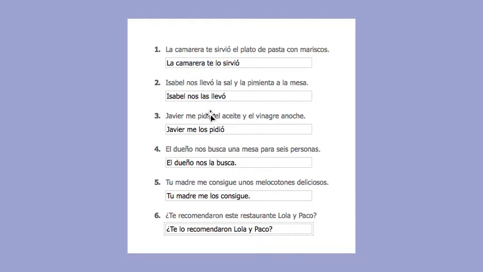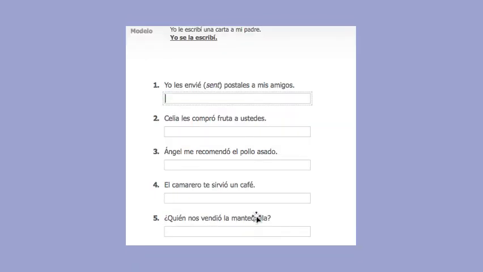Javier me pidió el aceite y vinagre anoche. Javier me los pidió. Los being el aceite y el vinagre. El dueño nos busca una mesa para 6 personas. El dueño nos la busca. La being una mesa. Once again, notice it's in the same order. Tu madre me consigue unos melocotones deliciosos. Tu madre me los consigue. Los being unos melocotones deliciosos. Te recomendaron este restaurante Lola y Paco. Te lo recomendaron Lola y Paco. Lo being este restaurante.